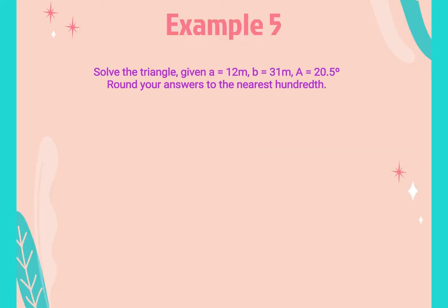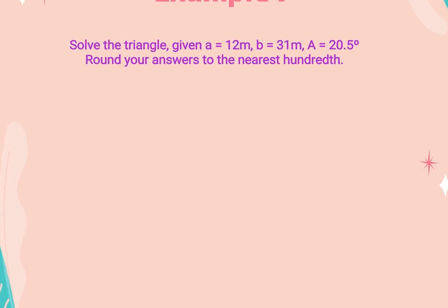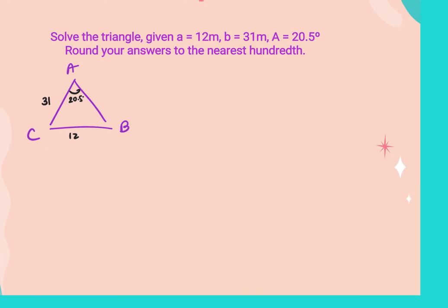All right, so we did a 1 triangle. We did a no triangle. What do you think this is going to be? A 2 triangle. All right, angle A, B, C. Side A is 12, side B is 31, and angle A is 20.5. So I've got to find angle B1, angle C1, side C1.